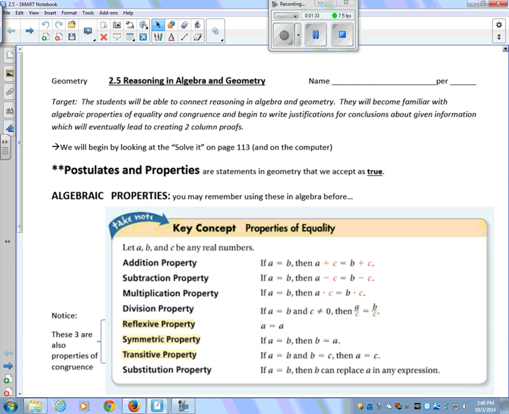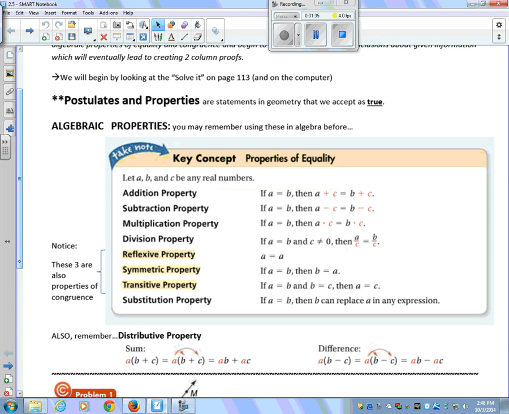Okay, so today's lesson, first of all, we want to remind ourselves that postulates and properties are statements in geometry that we accept as being true. Statements that we accept as true are generally called postulates. We don't require proof. We just accept them as being true.